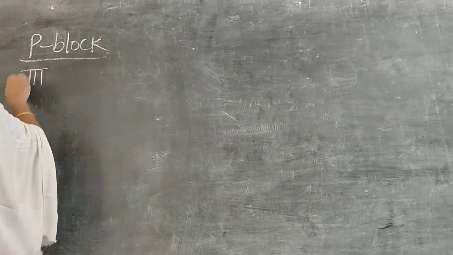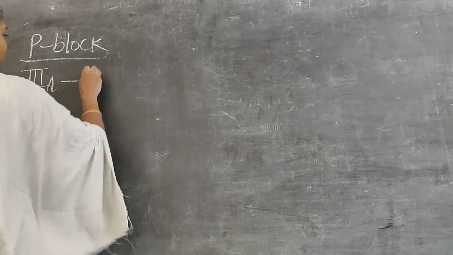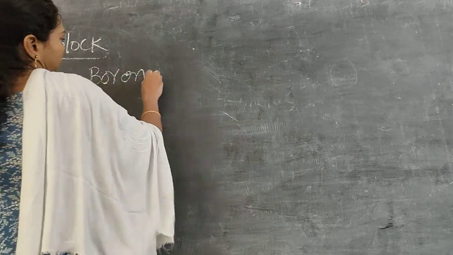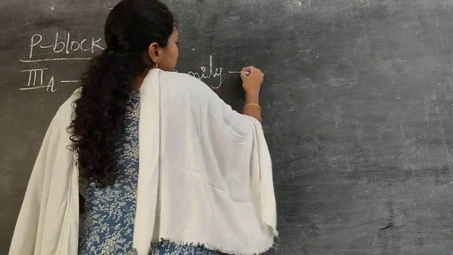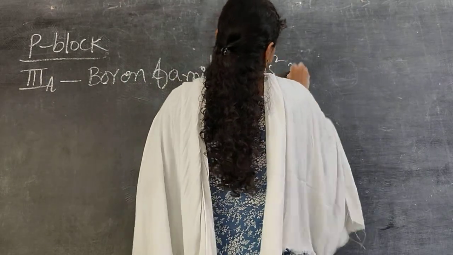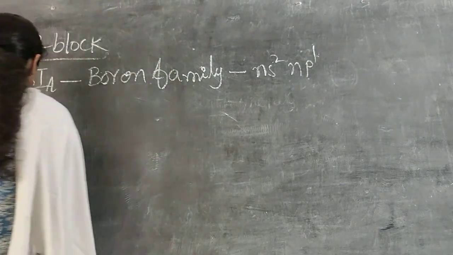P block again divided into 6 groups. Third A is nothing but the boron family. Why? Because boron is the starting element. The general electronic configuration is Ns2 Np1, 3 electrons total. Third A.